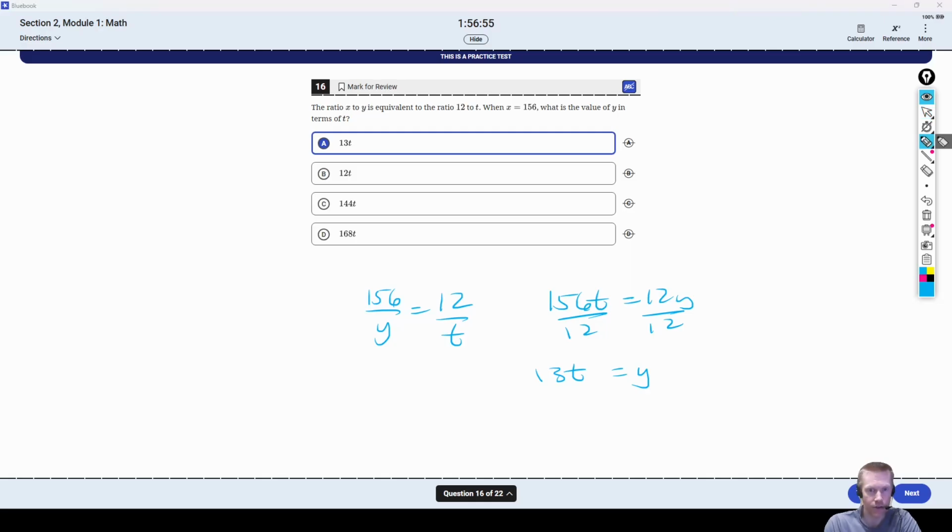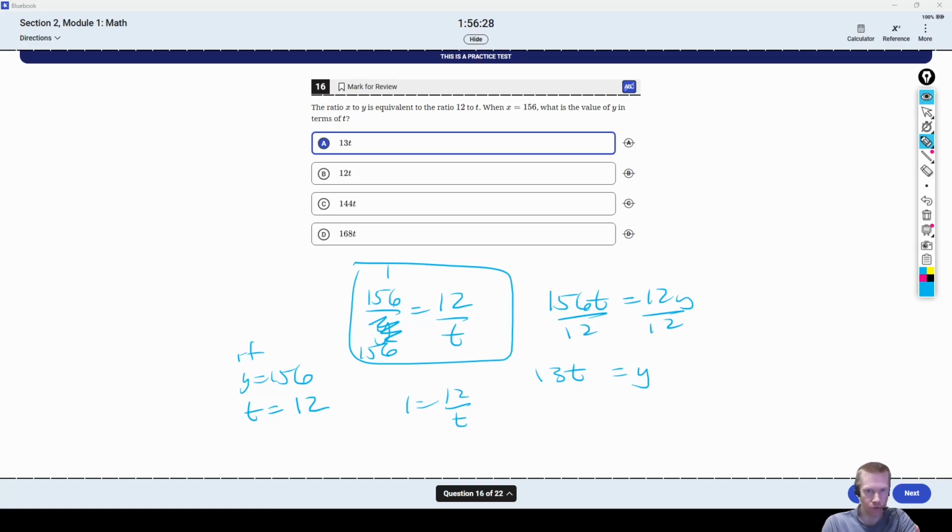Let's take this proportion right here. I'm just going to let y equal 156. Then this is just 156 over itself, so this is really 1. What number does t have to be? Well, t just has to be 12, because 12 over 12 makes 1. So if y is 156, then t has to be 12.